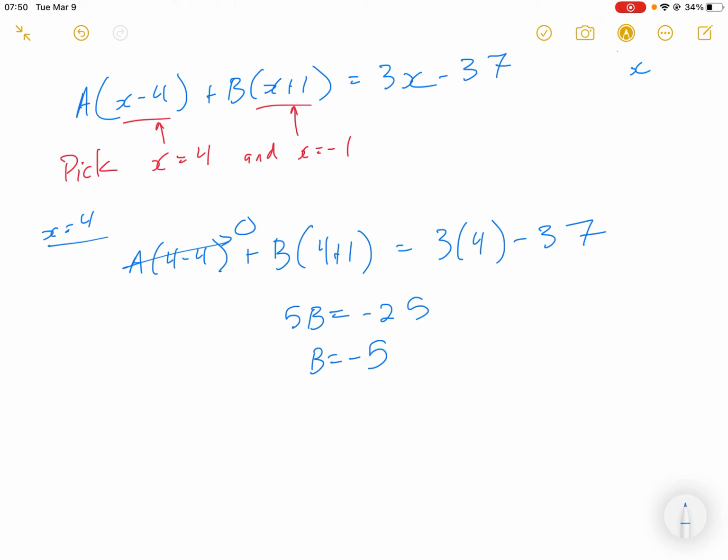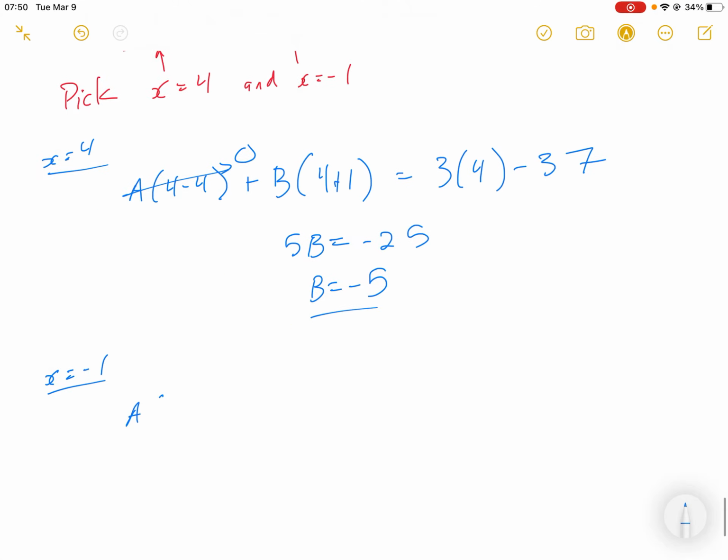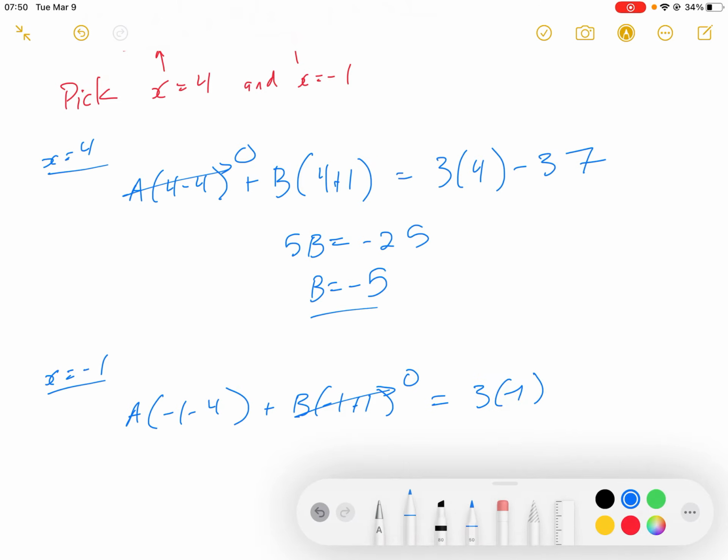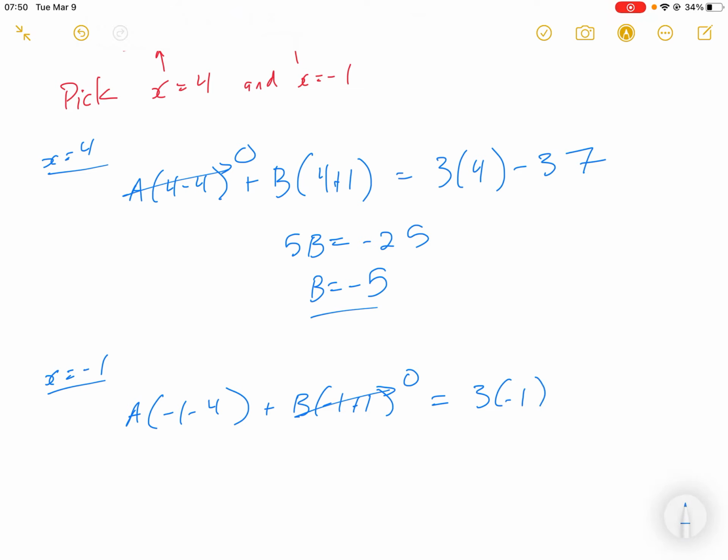So what's nice about this is it makes one of your unknowns go away, right? The a just disappears because it's just 0, and so I get b equals negative 5. And then let's do the same for x equals negative 1. So I'll have a, and then I'll have (negative 1 minus 4), plus b times (negative 1 plus 1). Again, this is just going to be 0, which is nice. 3 times negative 1 minus 37. So I end up with negative 5a equals negative 40, and so a equals 8.